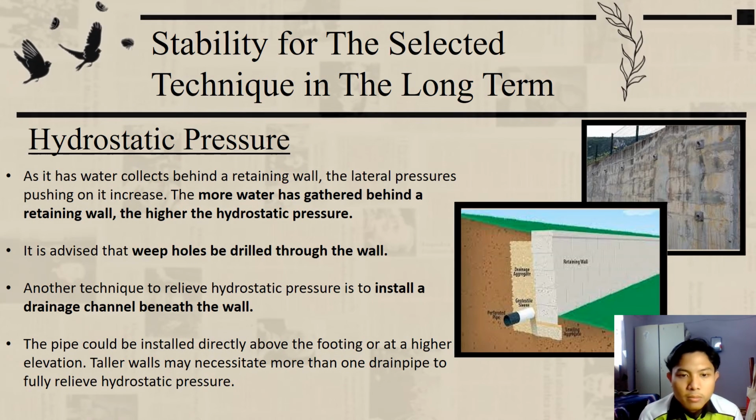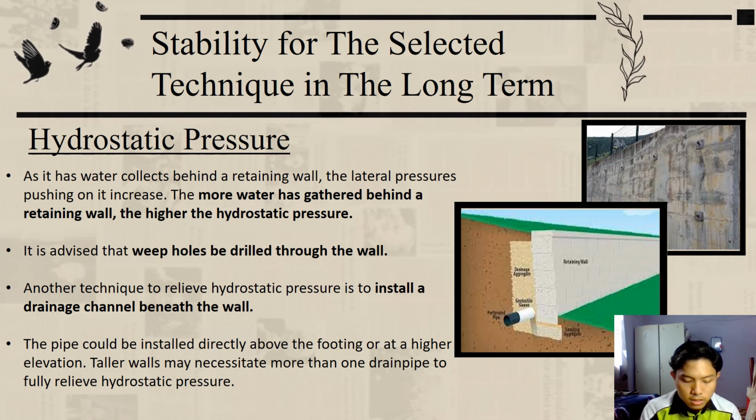Okay, now I will talk about hydrostatic pressure. As water collects behind a retaining wall, the lateral pressures pushing on it increase. The more water that has gathered behind a retaining wall, the higher the hydrostatic pressure. If the overturning moment exceeds the resisting moment, the wall might be toppled.